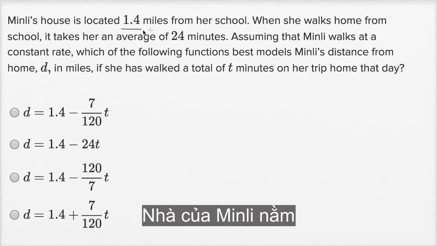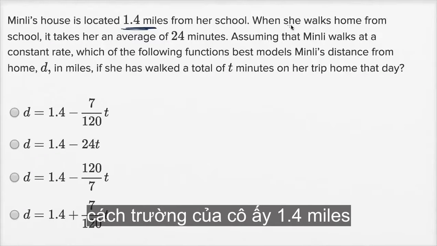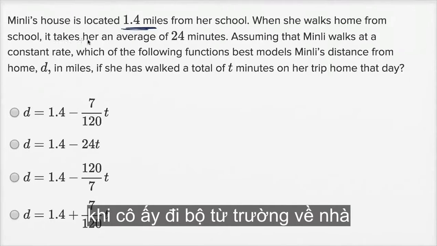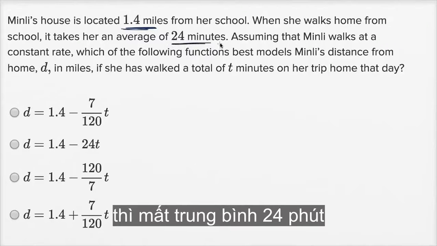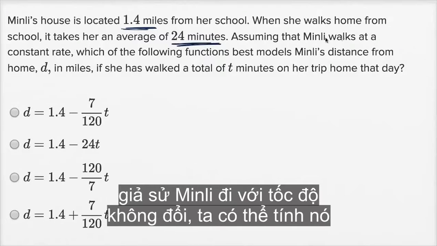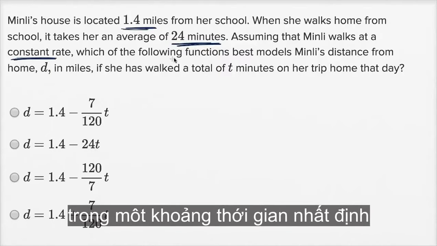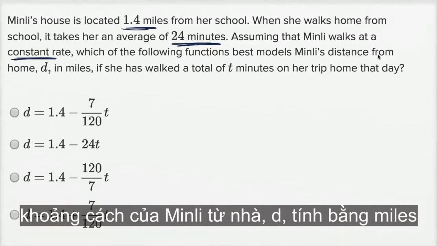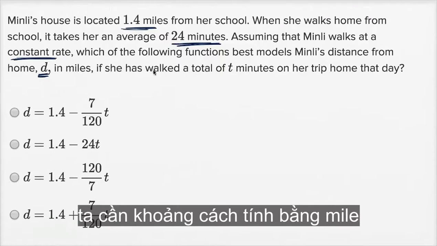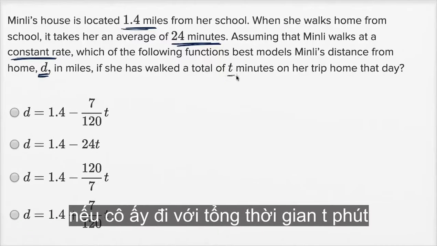Minley's house is located 1.4 miles from her school. When she walks home from school, it takes her an average of 24 minutes. Assuming that Minley walks at a constant rate, and we could figure that out because we know how far she walks in a certain amount of time, which of the following functions best models Minley's distance from home, d, in miles, so we want distance in miles, if she has walked a total of t minutes.